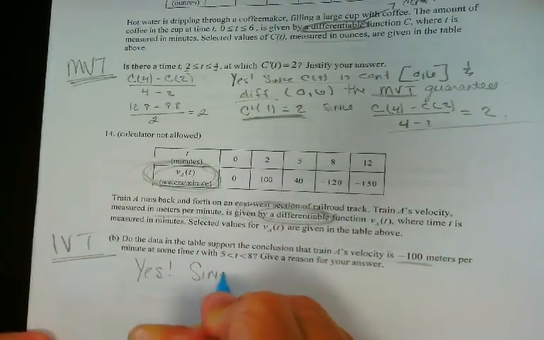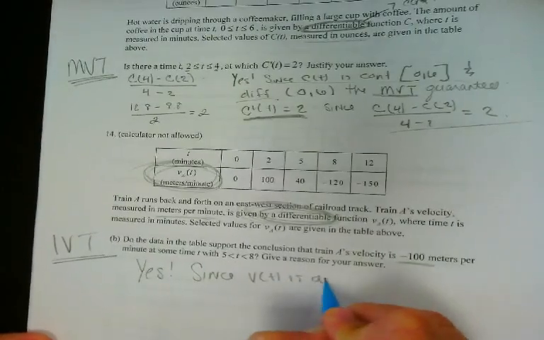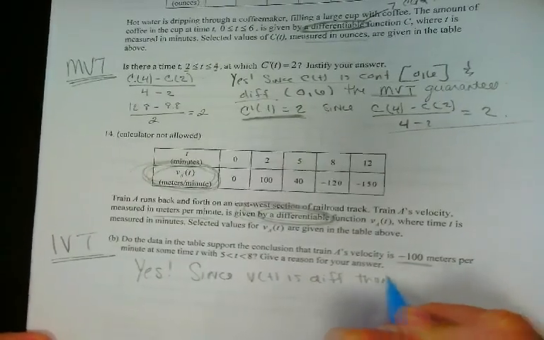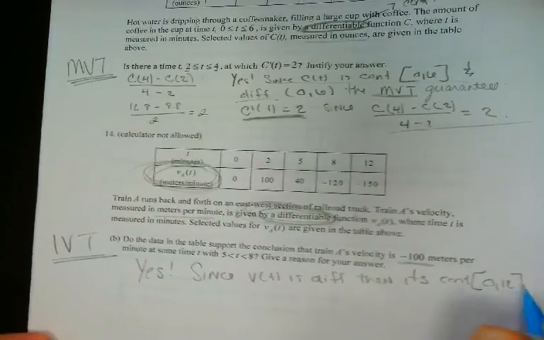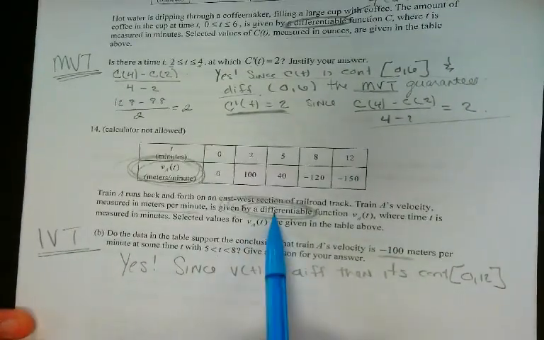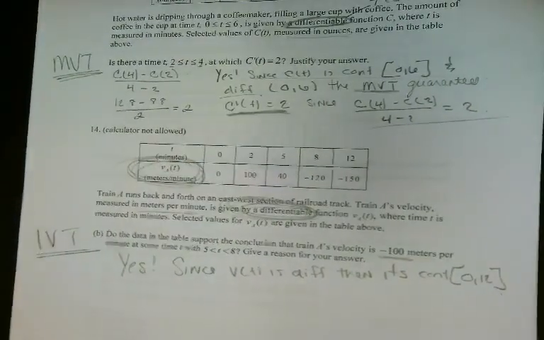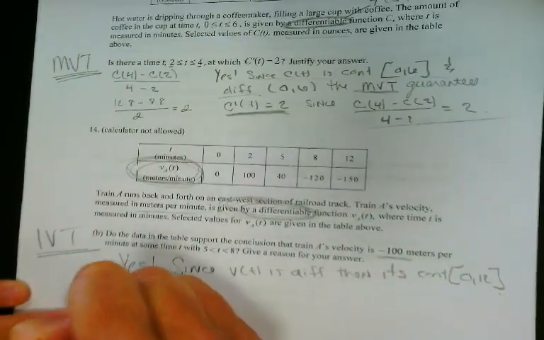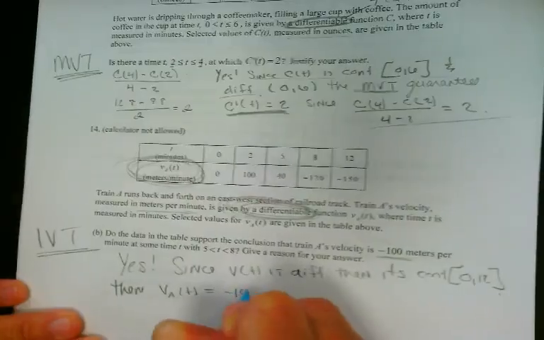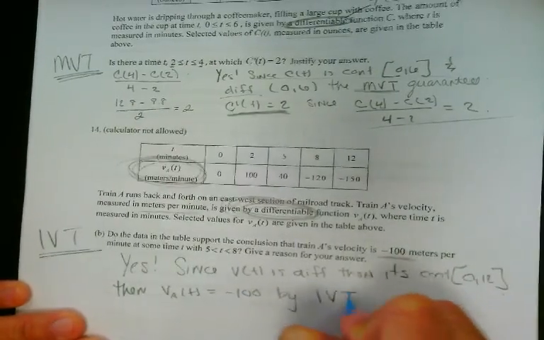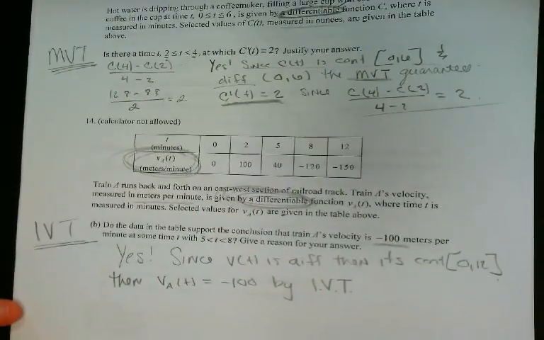Since they told us v of t is differentiable, then it's also continuous on the closed interval 0 to 12. Okay, they told us it's differentiable, which implies continuity. Then I'm just going to repeat the question: v sub A of t equals negative 100 by the Intermediate Value Theorem. And then we've got to show where it's happening.